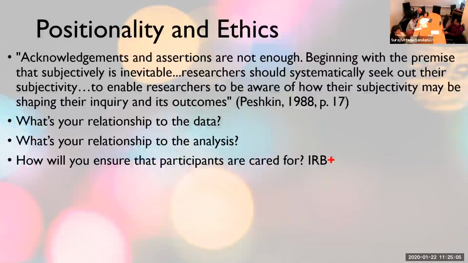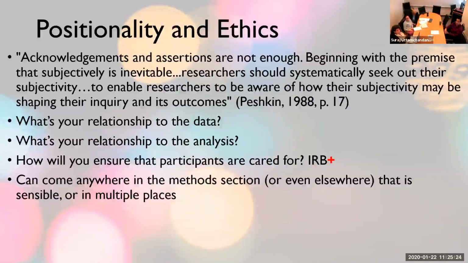And usually the bar for this is a little bit higher than the IRB, so it goes beyond citing a consent form, but this is also a good place to say the study will be IRB approved and participants will sign a consent form. Also, I will ensure that the research study is ethical by doing X, Y, and Z. Positionality and ethics could be its own section, but it could also come up in multiple places. For example, in your study design, you might say, I'll be with that community for 2 years. That probably is a good place to talk about your positionality if that's the kind of study you're doing.